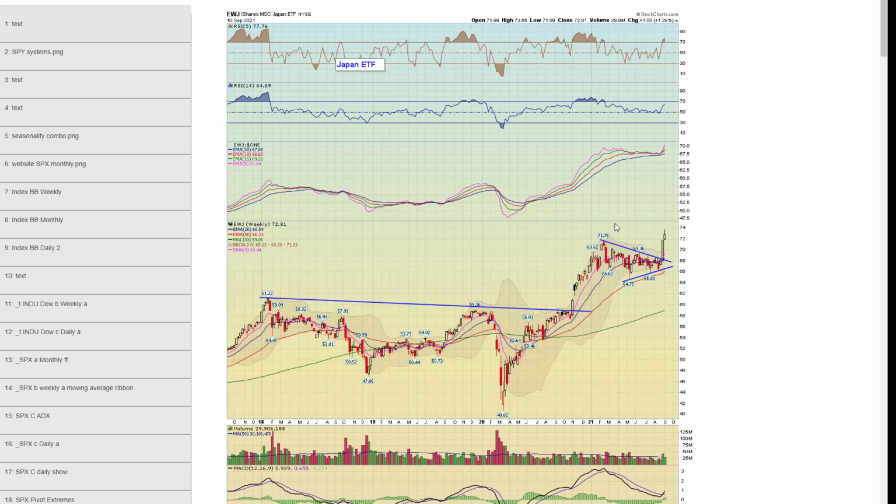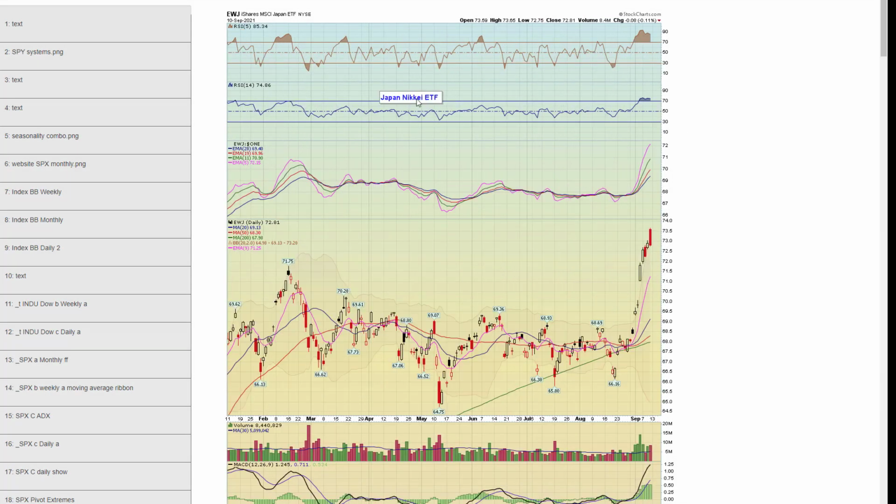Next. Chart 64. Haven't looked at this in a while. Japan, Tokyo, Nikkei index. This, I wish I looked at this a couple weeks ago. It was in a beautiful tight coil. Look at that rally from that coil. Gonna monitor this going forward now.